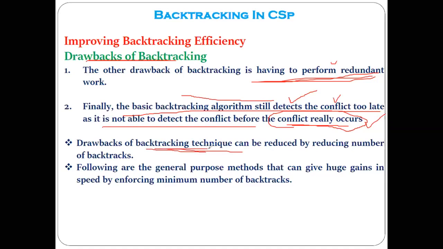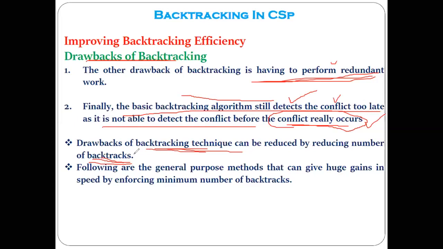We cannot reduce these drawbacks completely, but we can reduce them in some sort. How? By reducing the number of backtracks that we are performing. If that number of backtracks gets reduced, then definitely our backtracking technique's efficiency will increase or decrease? Increase. So that is our main aim.